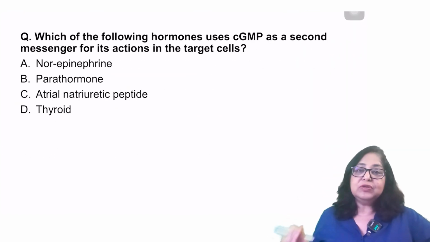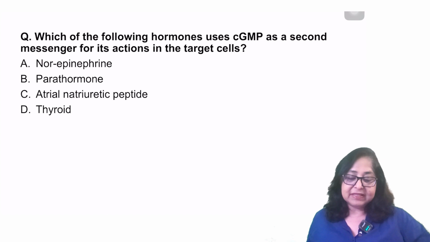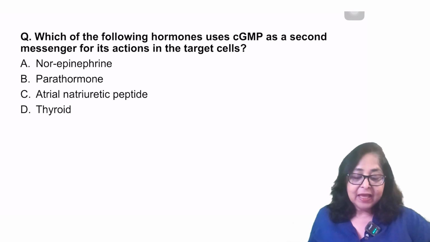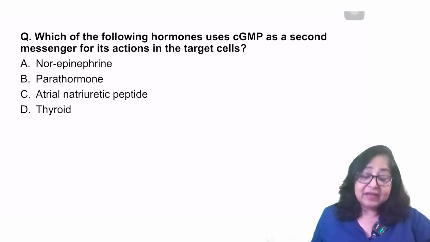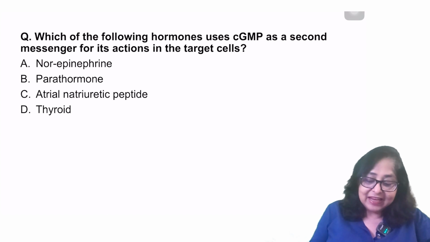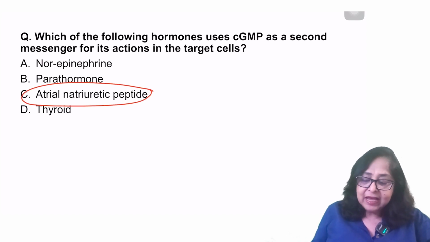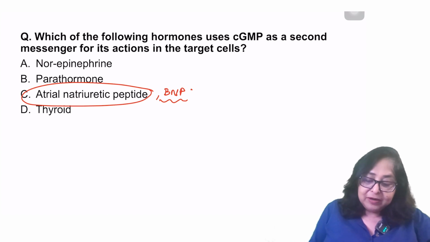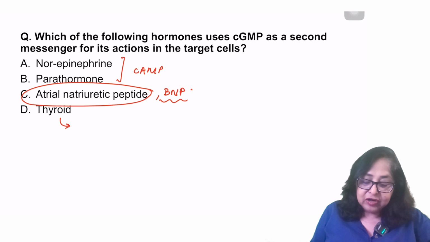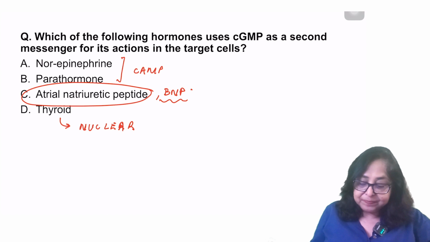Which of the following hormones uses cyclic GMP as a second messenger for its actions in the target cells? Now, this is a very simple question because there is one hormone which uses cyclic GMP, in fact, only one, and that is atrial natriuretic peptide, and of course, brain natriuretic peptide. These use cyclic GMP as the second messenger. Norepinephrine and parathormone use cyclic AMP. Thyroid is a lipid-soluble hormone, so it has a nuclear receptor. It does not need any second messenger.